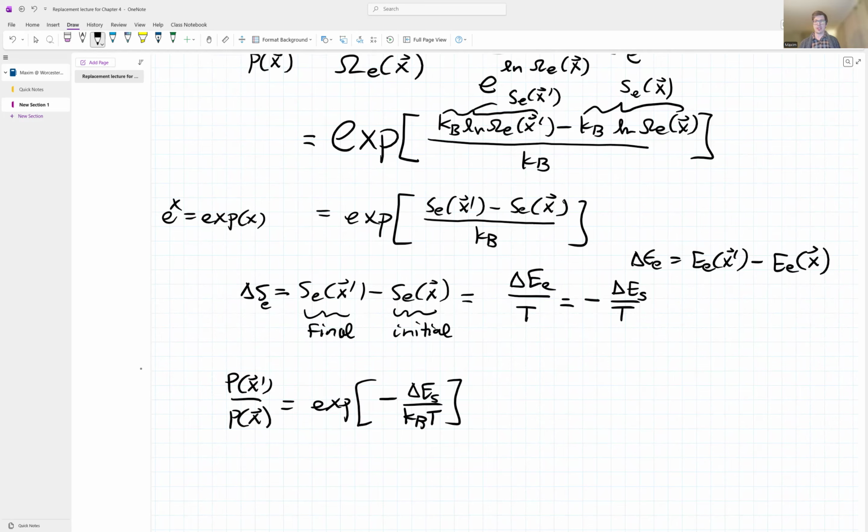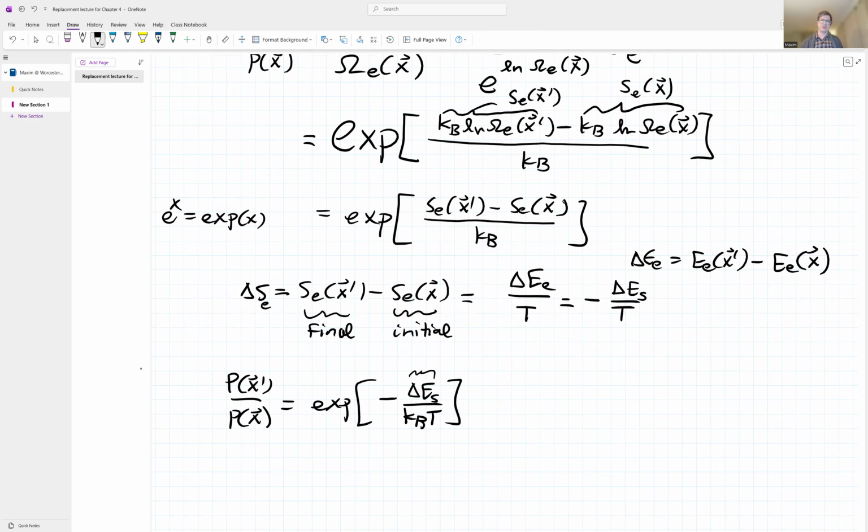which just says that if there's a transition between two states, x prime and x, and if that takes some positive amount of energy, then the likelihood of that happening is suppressed exponentially. The more energy it takes to make the transition, the less likely it is. So that's basically how it works.